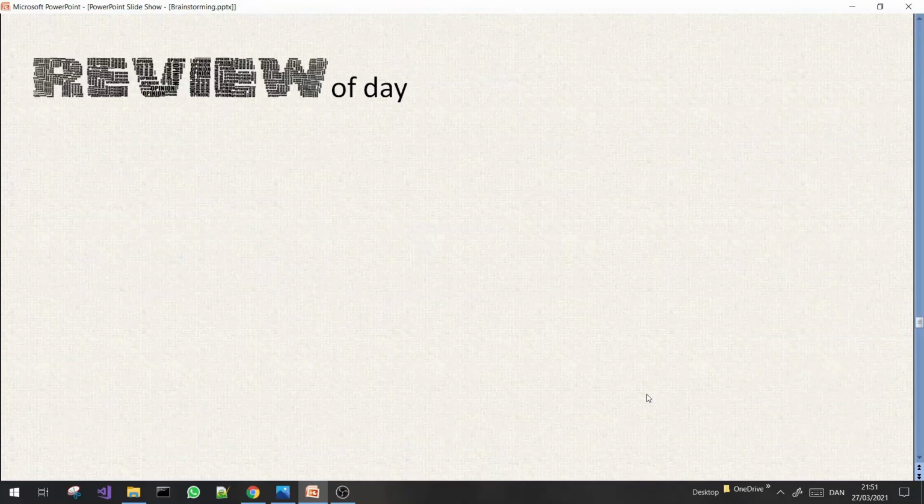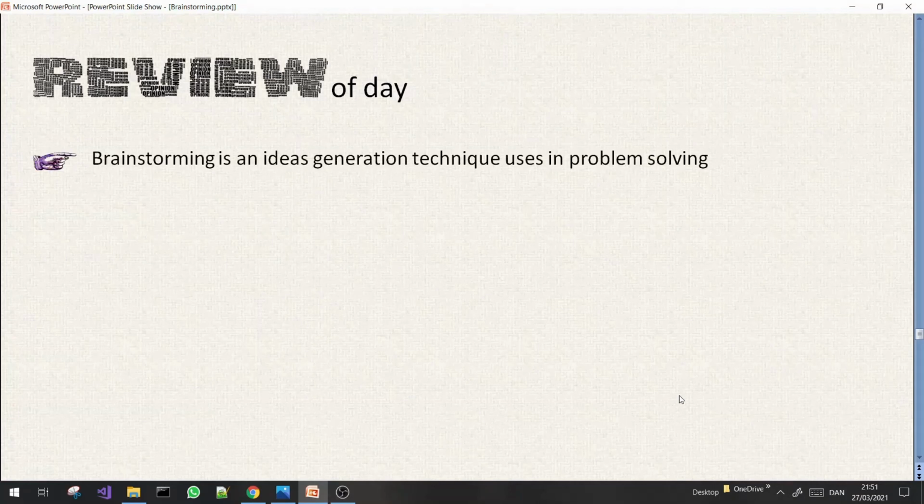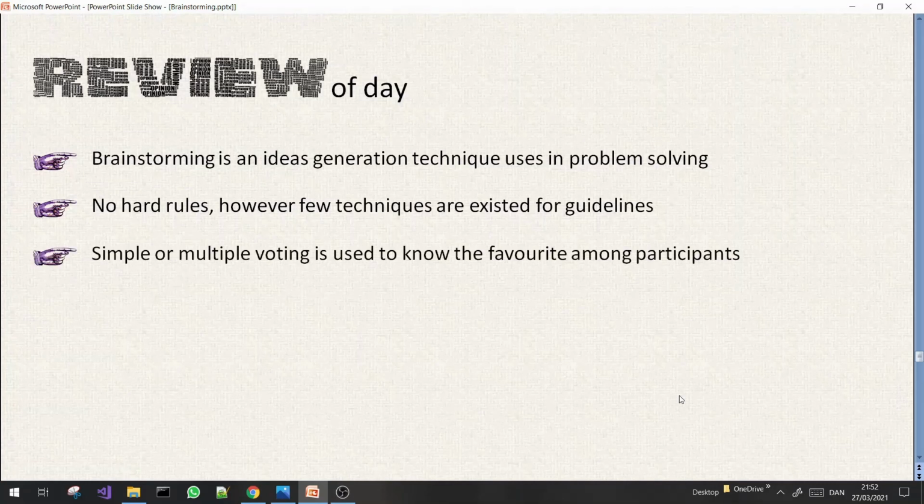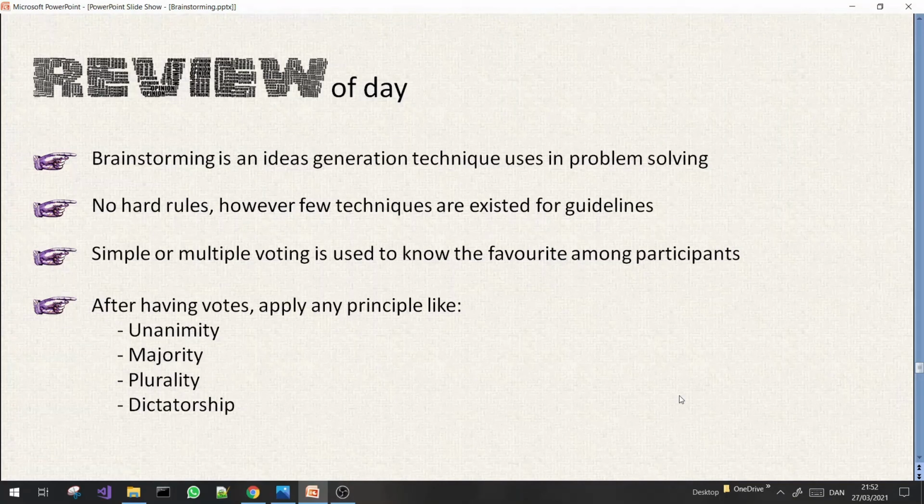Now let's have a review. Brainstorming is an idea generation technique which we use in problem solving. There is no hard and strict rule for brainstorming. We can apply any method or any technique to extract the ideas. After having ideas, we can apply a voting method to know which idea is favorite among the group members. And at the end, after having voting results, we can apply one of these techniques to finalize the idea, the final idea for implementation or for approval.